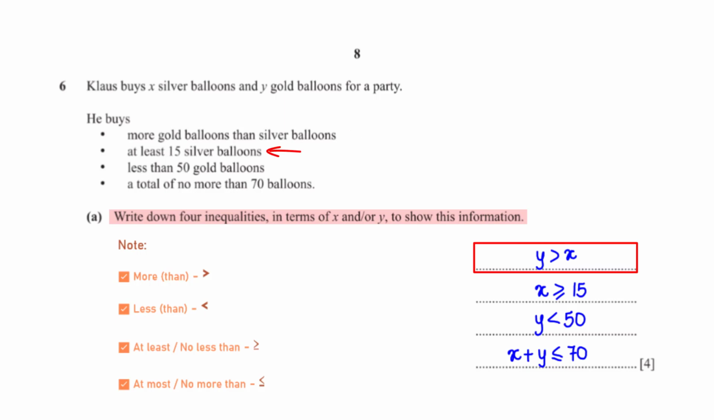We are told he buys at least 15 silver balloons. This means the number of silver balloons he buys, which is X, is greater than or equal to 15. We are also told he buys less than 50 gold balloons. So Y is less than 50. Then finally, we are told he buys a total of no more than 70 balloons. This means X plus Y is less than or equal to 70.